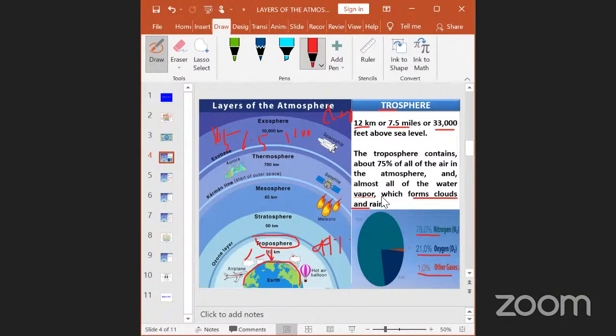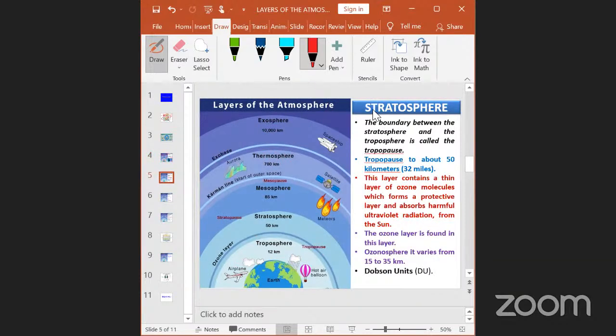That is also known as lapse rate, right? Lapse rate. Now remember, there is a temperature decrease with the increase in altitude in the troposphere, and this is also called the normal lapse rate or environmental lapse rate, that is ELR, environmental lapse rate. So this is the troposphere.